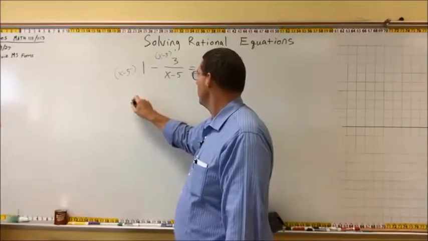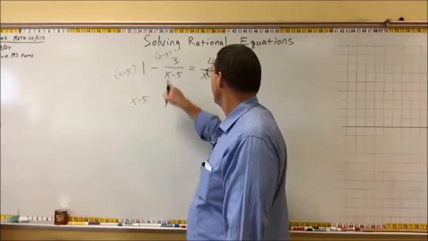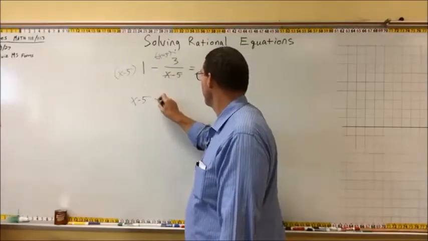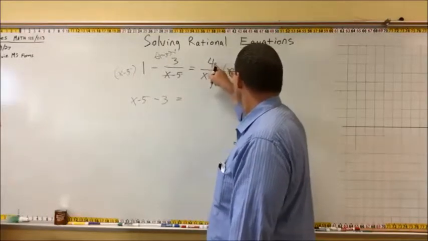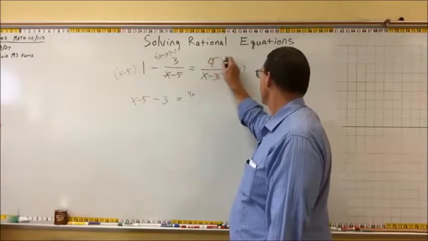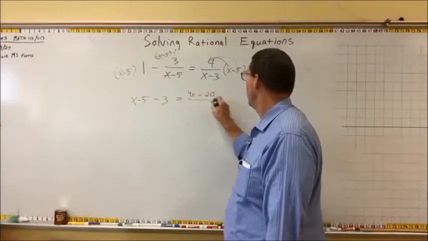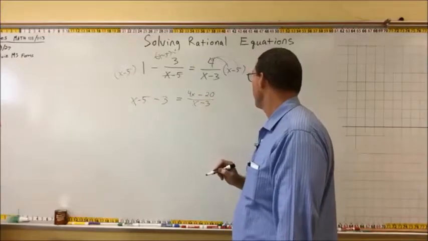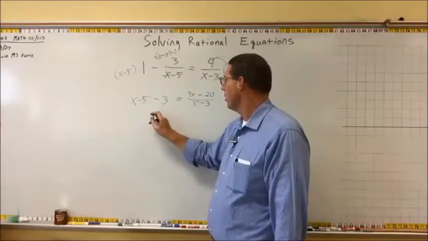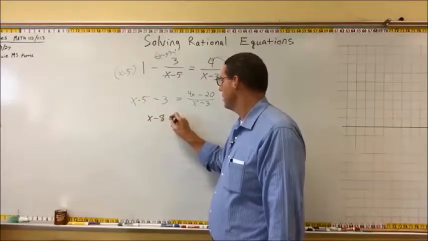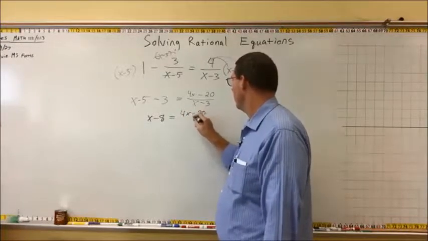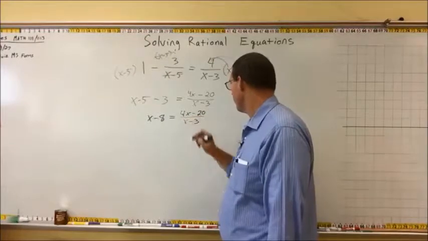x minus 5 times 1 is x minus 5. Here, x minus 5 is simply going to cancel the denominator, and we're going to bring down the minus 3 equals 4 times x minus 5. 4 times x is 4x. 4 times negative 5 is minus 20 over x minus 3. And now we can combine this, see the minus 5 and the minus 3? We can turn that into x minus 8 equals 4x minus 20 over x minus 3.